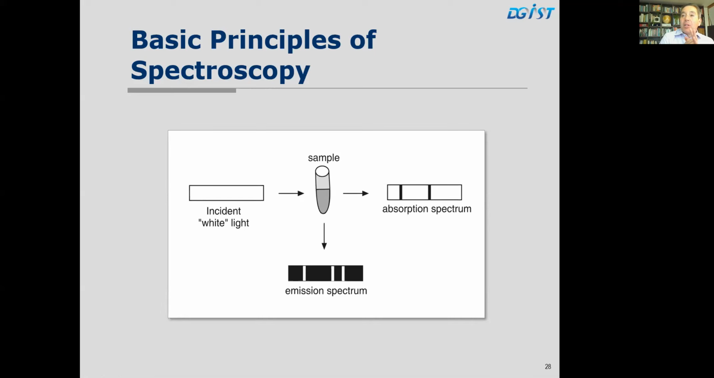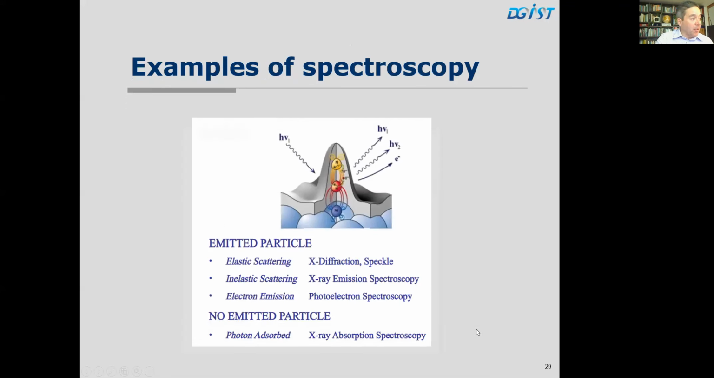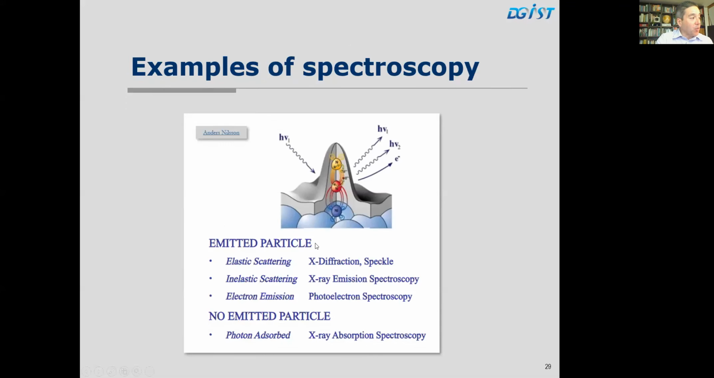So, some examples, basic principles of spectroscopy. We talked about this earlier, but I want to emphasize very simply, we have a sample and an incident white light with many frequencies. We get an absorption spectrum or an emission spectrum. That's the fundamental spectroscopic experiment. And as I mentioned, we can have different forms of spectroscopy: elastic scattering, inelastic scattering, electron emission, or the photon being absorbed.